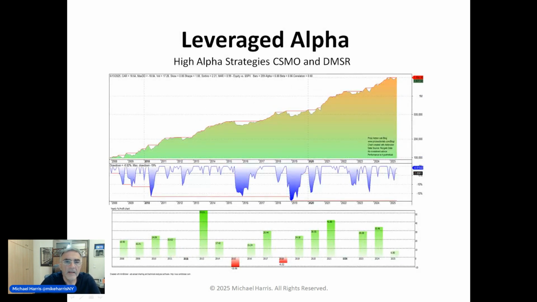Leveraged alpha. This is an example of our high alpha strategies, CSMO and DMSR. CSMO is a cross-sectional strategy for capital market ETFs, and DMSR is a dynamic momentum strategy for sector ETFs. This is up about 6.8% year to date. These are monthly strategies, they rebalance monthly. This is the 50% allocation, the equities for 50% allocation to each of the two strategies. So this is an example of leveraged alpha.